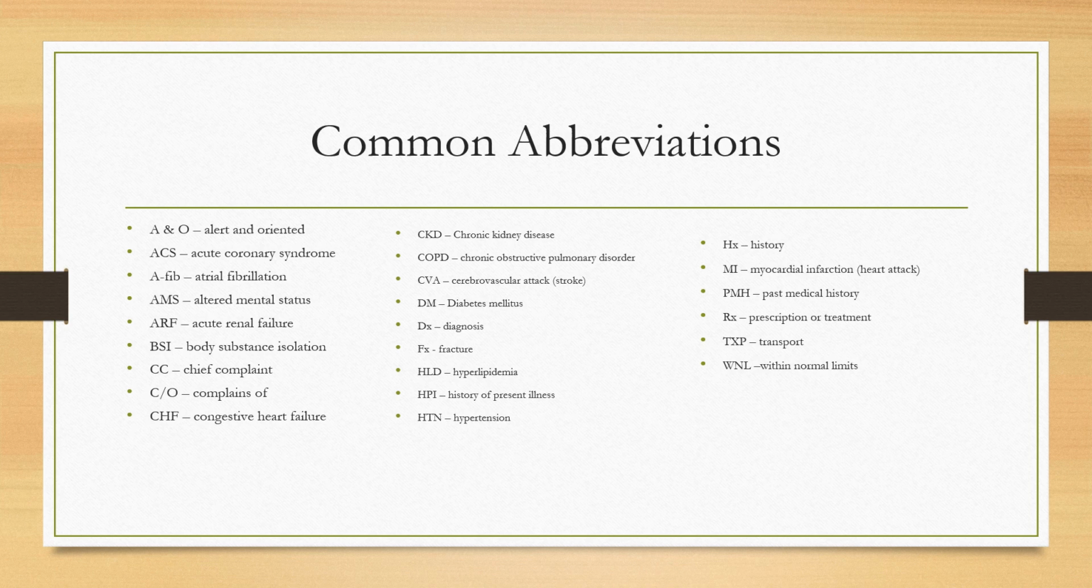So ARF can go one of 2 ways. I know right here I have acute renal failure, and that's typically your common one. Some people, depending on their discipline, will actually say acute respiratory failure. Either one is correct. So if you see ARF, you just need to listen to what they're talking about to figure out if it's renal or if it's respiratory failure.